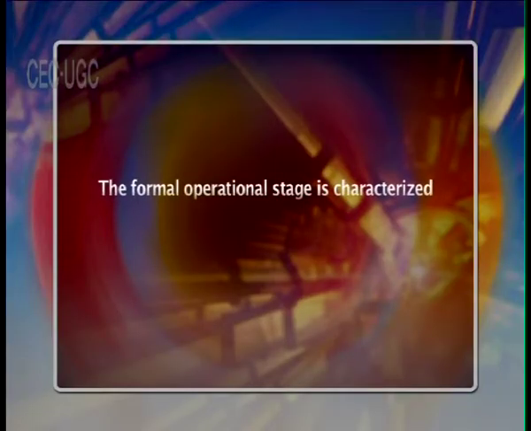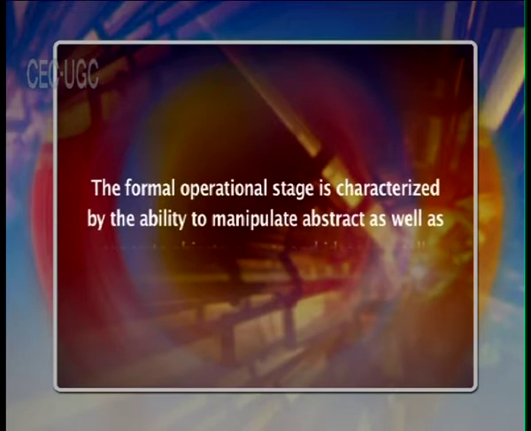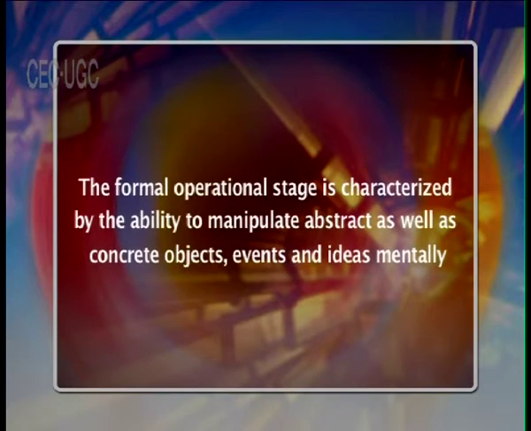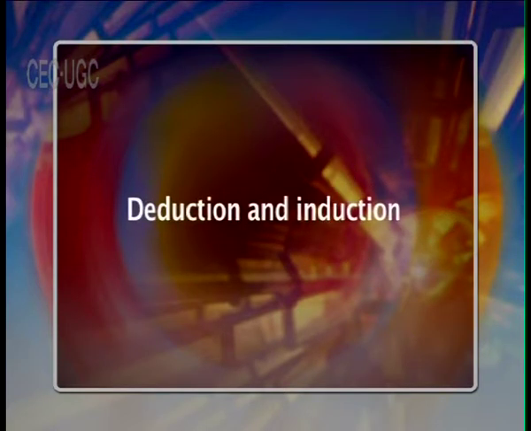A general feature of formal operational thought is the ability to think in terms of abstract concepts that link concrete objects or actions. The formal operational stage is characterized by the ability to manipulate abstract as well as concrete objects, events and ideas mentally. Deduction and induction. During this final stage of Piagetian development theory, hypothetical deductive reasoning, which involves the ability to generate hypotheses and to think logically about symbols, ideas and propositions.